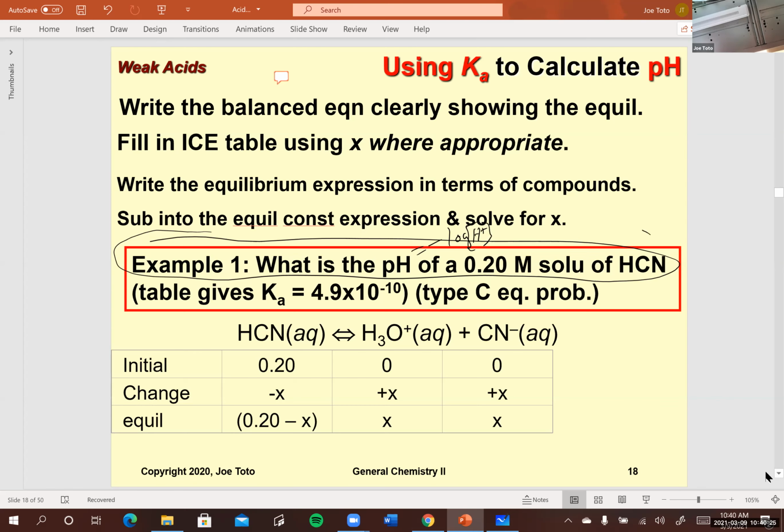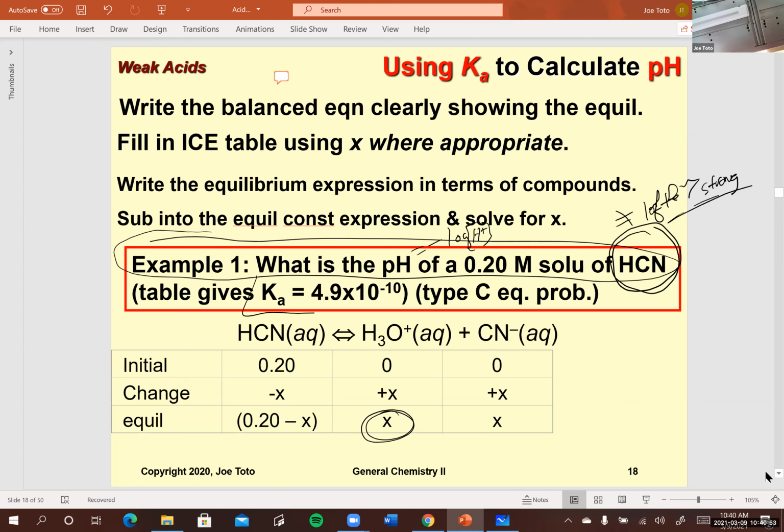The second thing is I recognize HCN as a weak acid because it's not one of the 7 strong acids that you're supposed to memorize. So it must be weak. So I know that I need to look up an equilibrium constant in order to find this X in the ICE table.